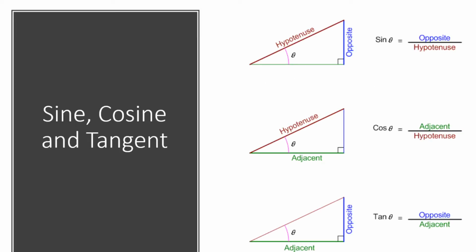Finally, before we get started with our investigation of how to apply the concepts of trigonometry, let's remind ourselves of the three trig ratios. These are sine, cosine, and tangent. The sine of an angle is equal to the opposite over the hypotenuse. The cosine is equal to the adjacent over the hypotenuse. And the tangent is equal to the opposite over the adjacent.